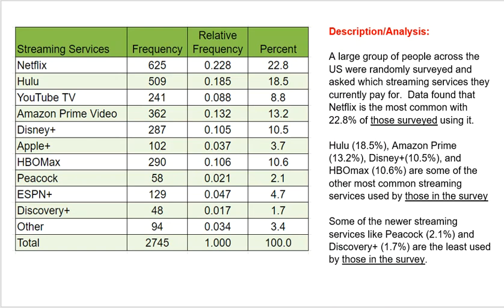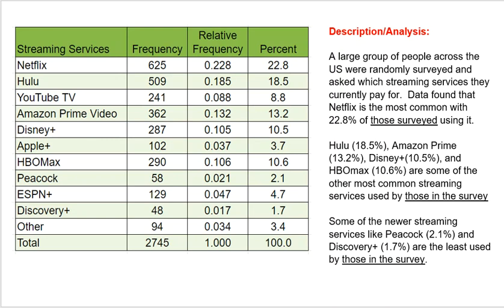So here is my pretty good description of this data. A large group of people across the U.S. were randomly surveyed. So there's my who. I want to inform the reader who I'm talking about. And they were asked which streaming services they currently pay for. There's my what. What are we talking about? Data found that Netflix is the most common, with 22.8% of those surveyed using it. So again, I want to mention the most commonly used.